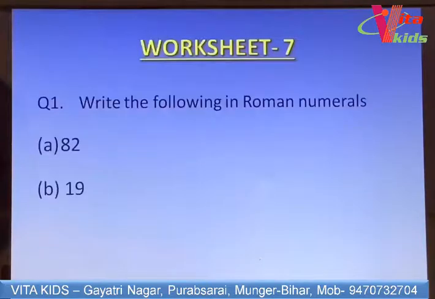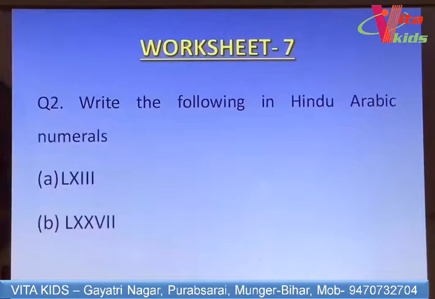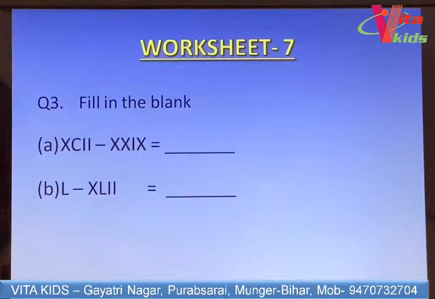Worksheet number 7. Question 1. Write the following in Roman numerals. A. 82. B. 19. Write the following in Hindu-Arabic numerals. A. LXIII. B. LXXVII. Question number 3. Fill in the blanks. A. XCII minus XXIX. B. L minus XLII. Here you will convert it into Hindu-Arabic numbers, subtract, and whatever answer you are getting, again convert it back to Roman numbers and then write the answer.